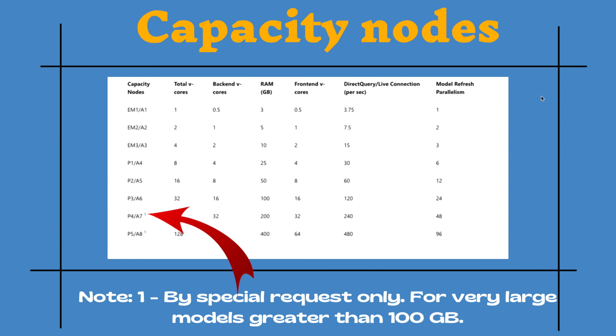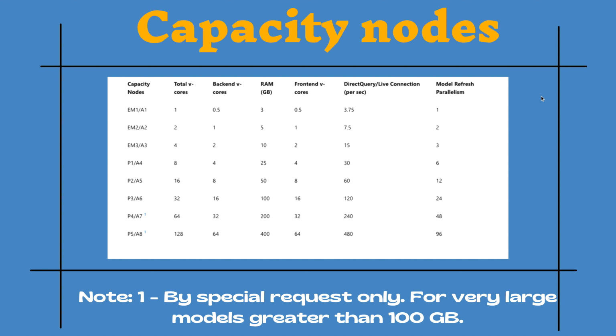But you have noticed that on P4 and P5, there is a symbol attached to it, it's 1. That simply means it's available only on special request for very large models greater than 100 GB. So if your Power BI model is more than 100 GB, only then go for P4, P5 or A7 or A8. And in those, you will see the total vCores have been increased to 64 and 128. As I mentioned previously, you will see they have been divided equally between front-end cores and backend cores.